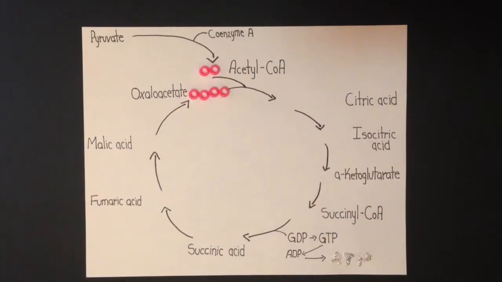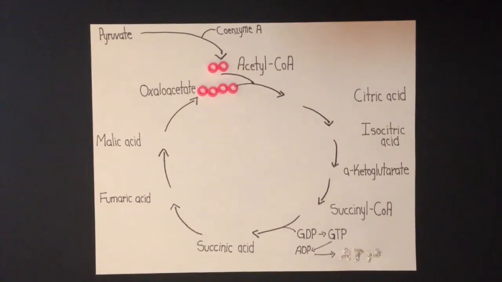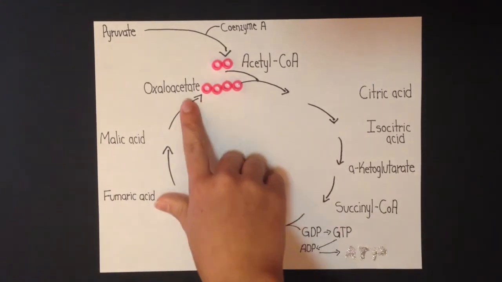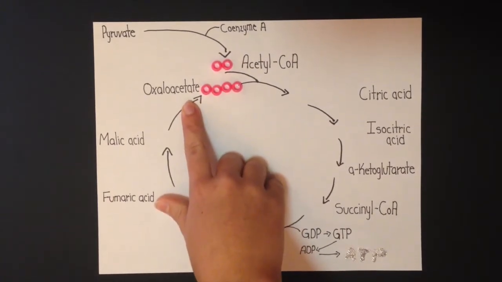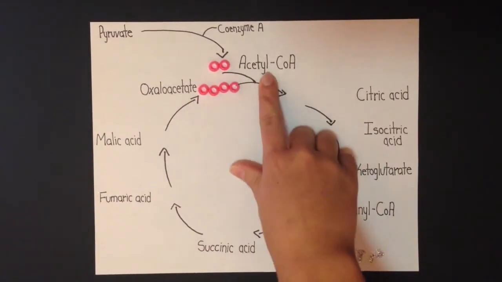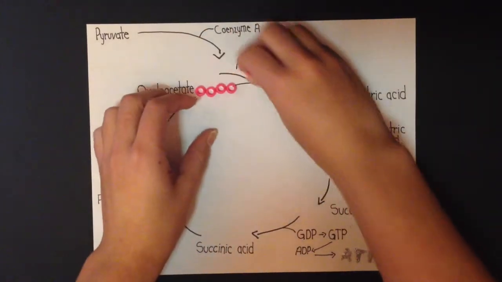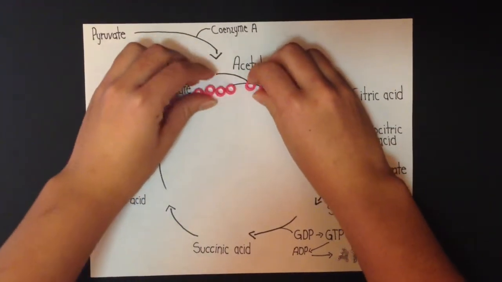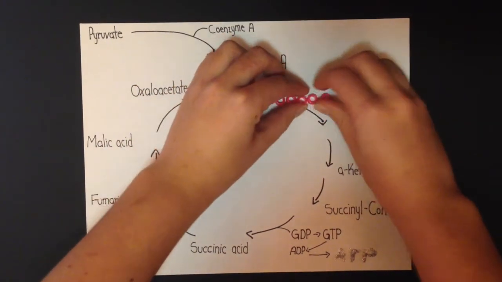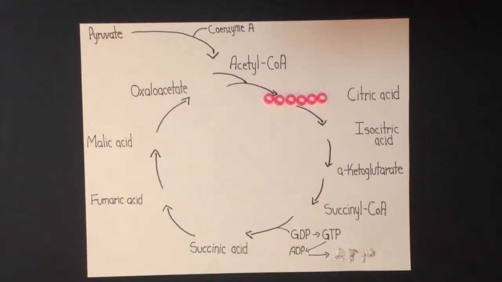Once the pyruvate is converted into acetyl-CoA, we can start the citric acid cycle. The first step will require a 4-carbon molecule known as oxaloacetate. This 4-carbon molecule will combine with a 2-carbon molecule known as acetyl-CoA. These 2 molecules will be converted into citric acid, which is a 6-carbon molecule.